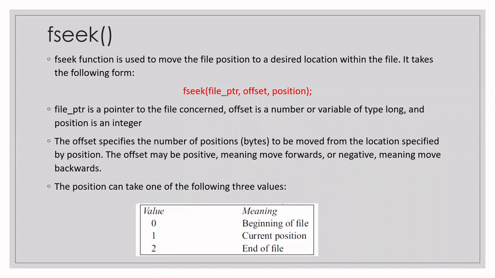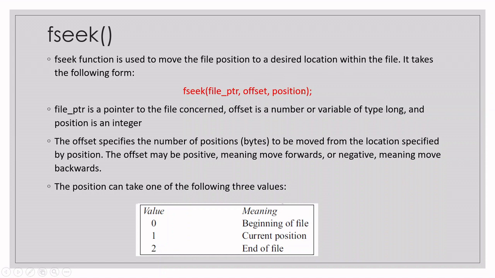And the last function is the fseek function. Fseek is used to move the position to a desired location. So rewind takes us to the beginning of the file, ftell is used to get the position, and the third function is fseek. Fseek allows us to move to a specified location, and you can check the syntax.